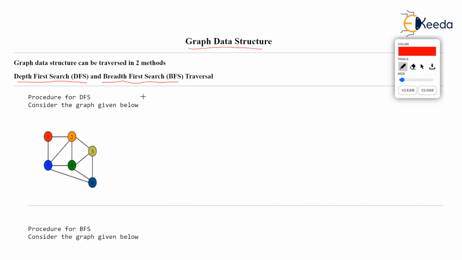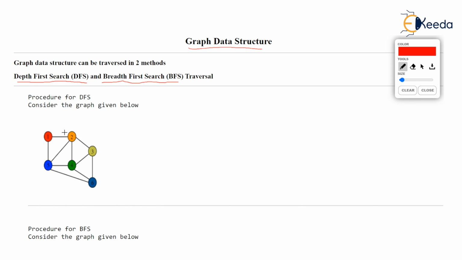Of course, I have not written the algorithms of DFS and BFS in this video. We will be just looking at the procedure. We can use this procedure manually to trace the DFS or BFS of the graph. Let's consider this graph containing 6 vertices. What will be the procedure for DFS, depth first search?